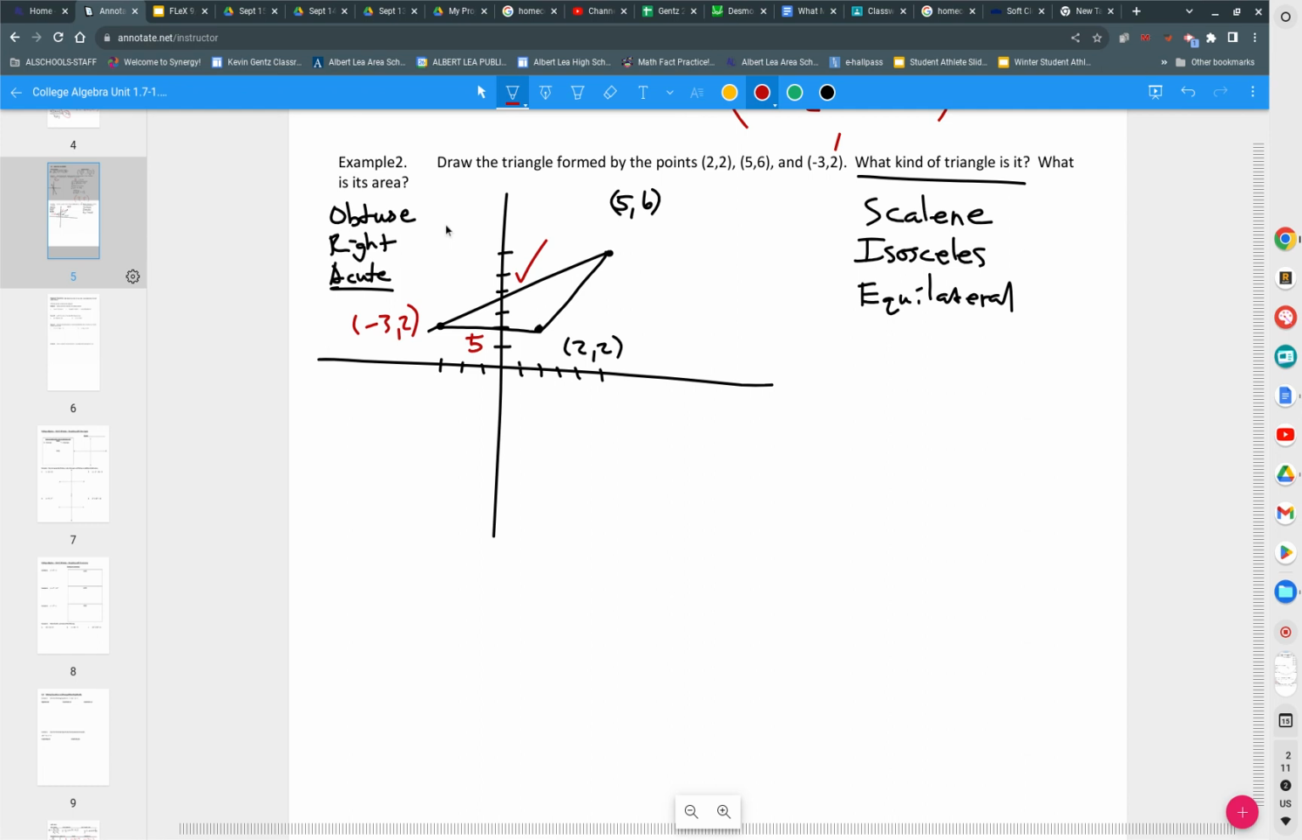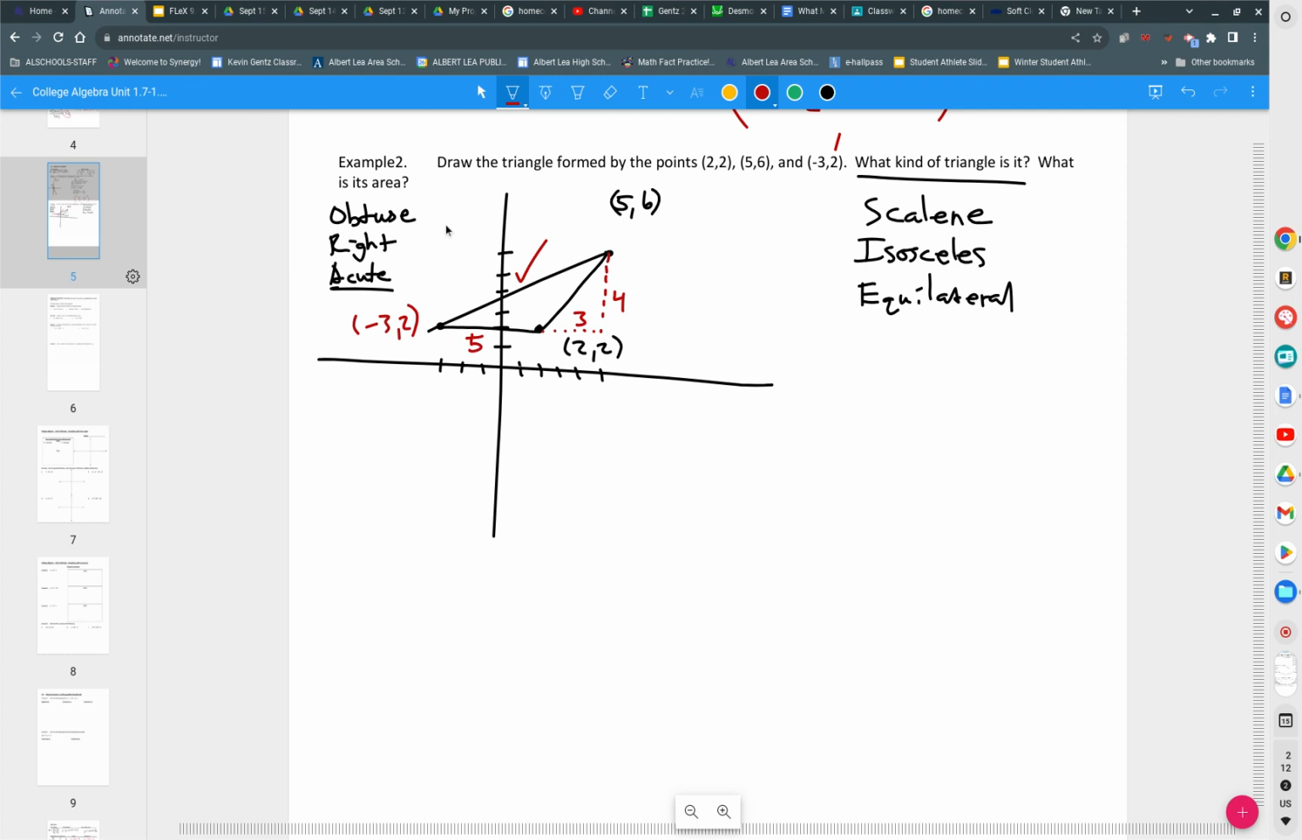So instead of the distance formula, which I find to be bulky sometimes, don't you guys find the distance formula to be a little bit obnoxious? I'm just going to make a right triangle. I'll go over 3 and I'll go up 4. I went over 3 and up 4 to make a right triangle.